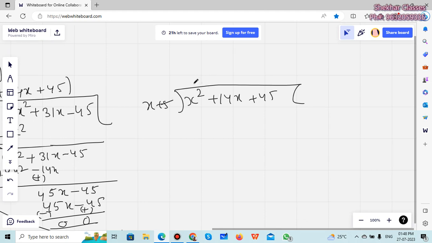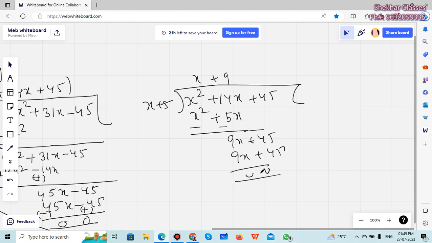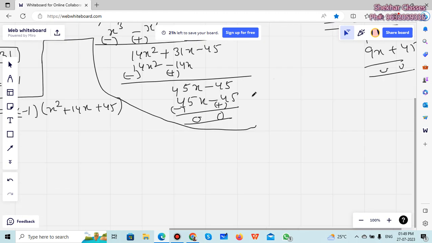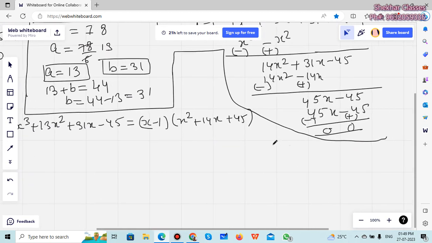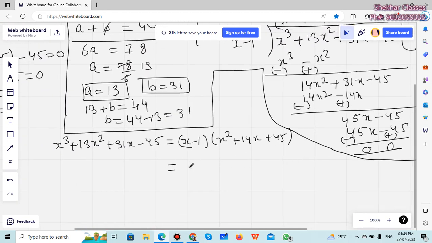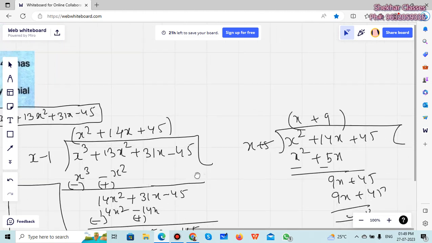What do we get? So it will be x times, so x square plus 5x, minus, it will become 9x plus 45, and this will go how many times? 9 times. So 9x plus 45, and we get the remainder 0. So x plus 9. So we can directly write it as x plus 5 into x plus 9. After this we can write it is equal to x minus 1 into the other factor x plus 5 and x plus 9 that we had here.